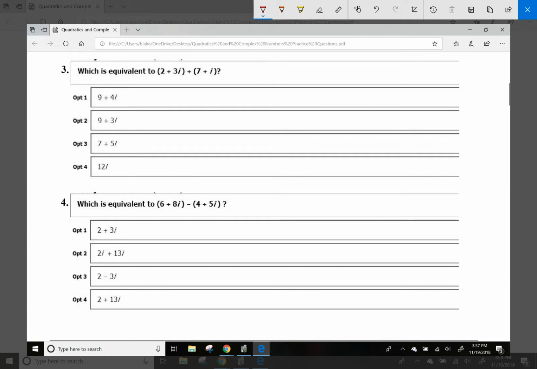And number 4, you're subtracting. But be careful when you subtract, okay? Still like terms. So 6 minus 4. 6 minus 4 makes 2. And then your i terms. 8 minus 5. 8 minus 5 makes 3. So it'd be 2 and then plus 3i. It wouldn't be minus 3i because 8 minus 5 is still a positive 3. 8 minus 5 is positive 3. So this is plus 3i. Okay.